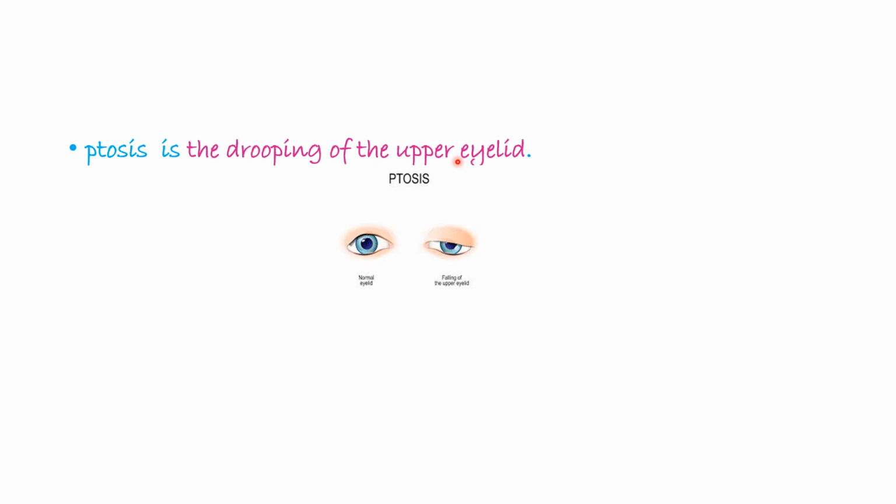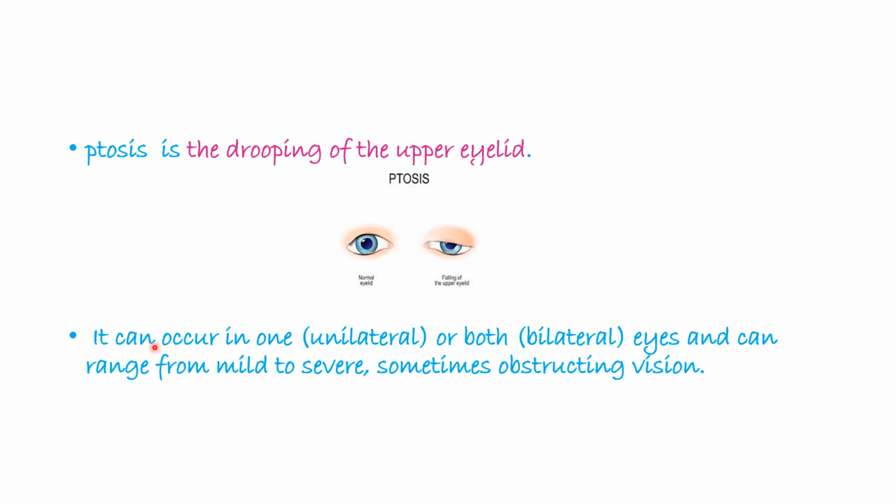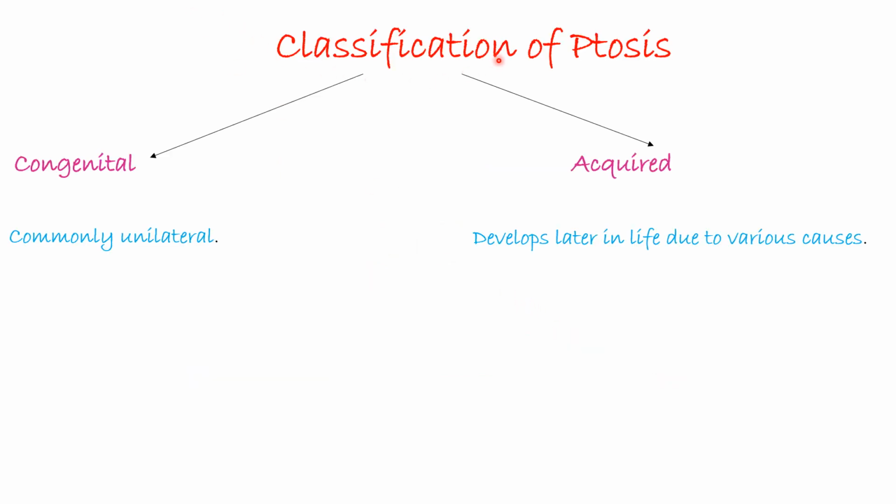the Müller's muscle. Levator is supplied by oculomotor, the Müller's muscle is supplied by the sympathetics. So it can occur either unilaterally or bilaterally, that is both eyes, and can range from mild to severe and sometimes actually obstructing vision. So classification of ptosis, we have congenital and we have acquired. Congenital is most commonly unilateral, while acquired usually develops later in life and is due to various causes.